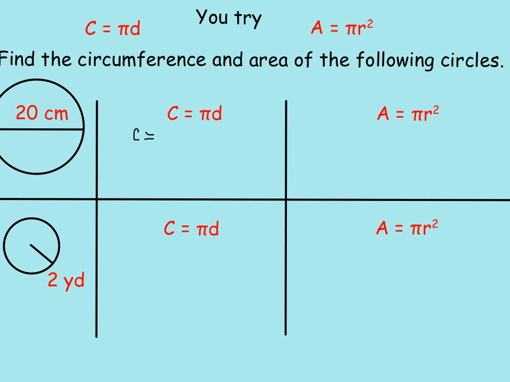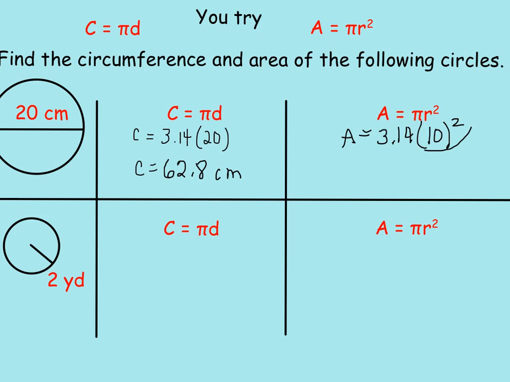The circumference for the first one should be 3.14 times 20. That gives us a circumference of 62.8. The units are going to be just centimeters. Now let's do the area of that same circle. Area equals 3.14 times the radius squared. Now the radius on this circle is going to be 10. So we want to take 10 to the second power first. That gives us 3.14 times 100. That gives us a final area of 314 centimeters squared.